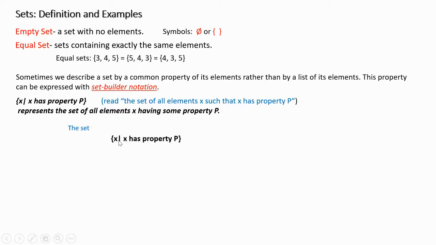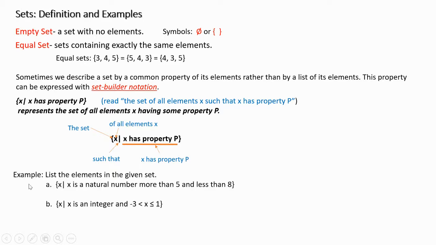For example, okay, here's my set. The set, right, is those braces. The set of elements X means that X right there, this X here, the first X, and the slash means such that. And then there's X has a property of P. I mean, whatever the set is looking for. Okay, now let's do an example.